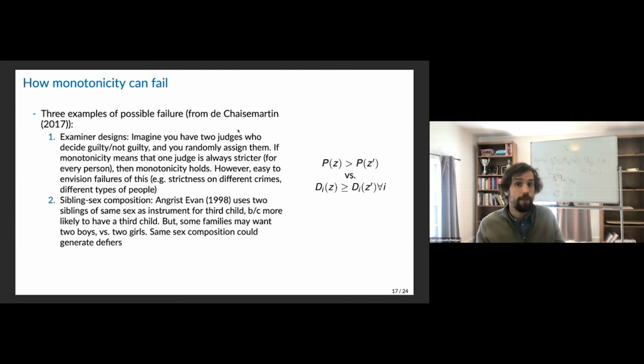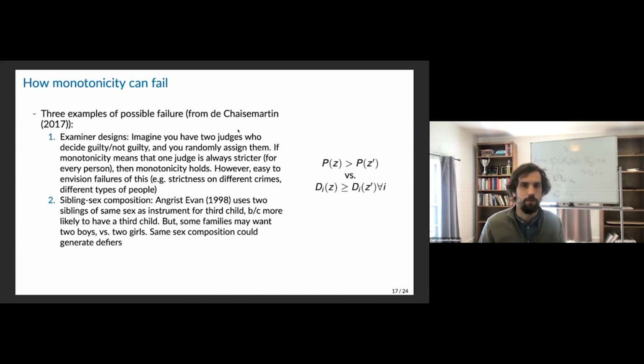It's a testable implication. But the problem is that some families could want just two boys or just two girls. If you're one of the subsets of families that feels that way and you want two boys, then if you had two boys, you're not going to have a third child, but if you had a boy and a girl, then you are going to have a third child. And you're by definition going to be a defier. So of course, the question becomes, what is that going to imply about the LATE that we estimate?